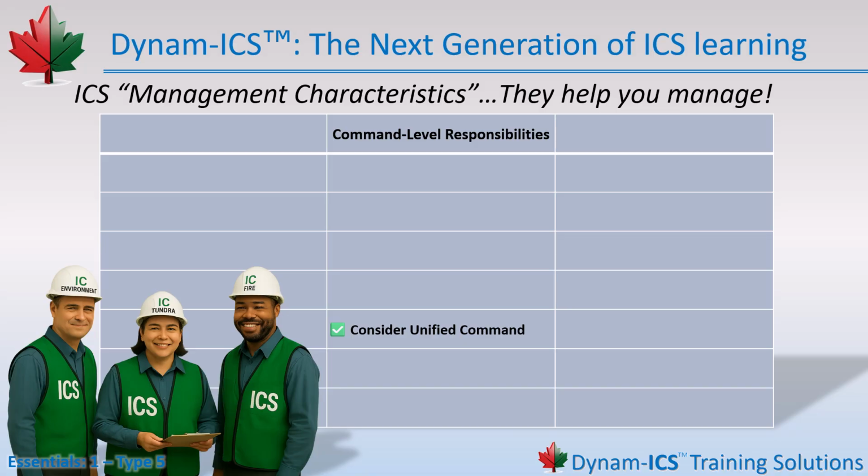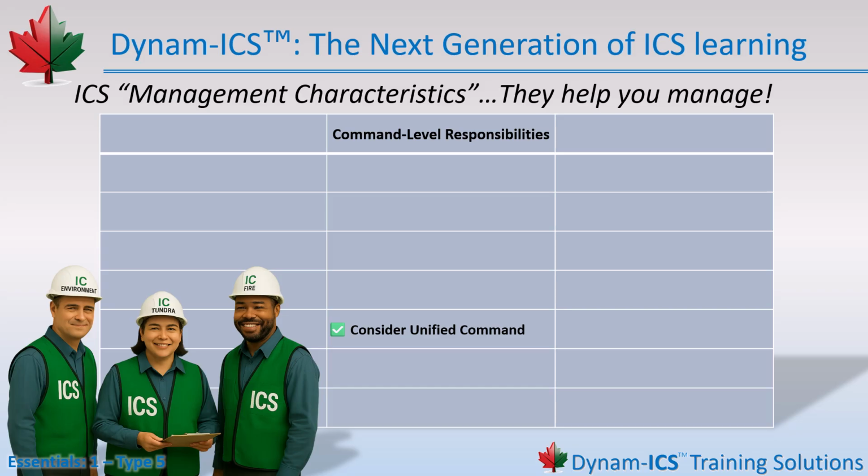Sometimes more than one agency has jurisdiction, responsibility, or authority at an incident. That's when unified command comes into play. Instead of battling for control, agencies work together under one coordinated action plan. They share objectives, resources, and strategies, but still maintain their own internal authority.